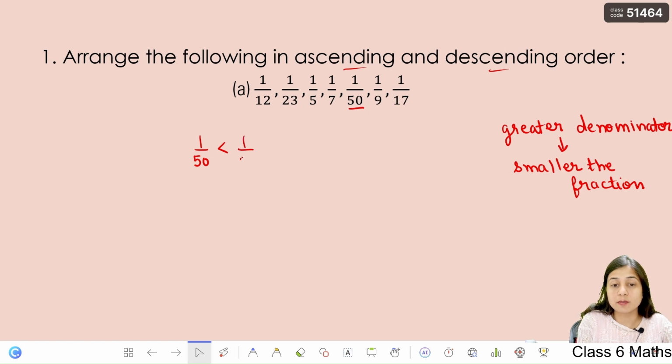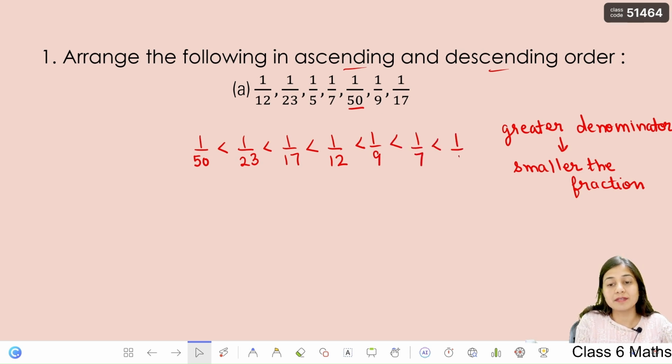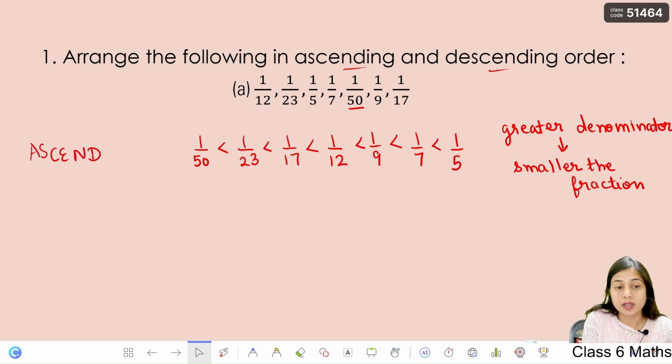After 50, we have 1 by 23. Then we have 1 by 17. Then we have 1 by 12. Then 1 by 9, 1 by 7 and 1 by 5. I hope everyone is clear, and this is the ascending order. That is the smallest one is coming first. I'll write it here, ascending order.